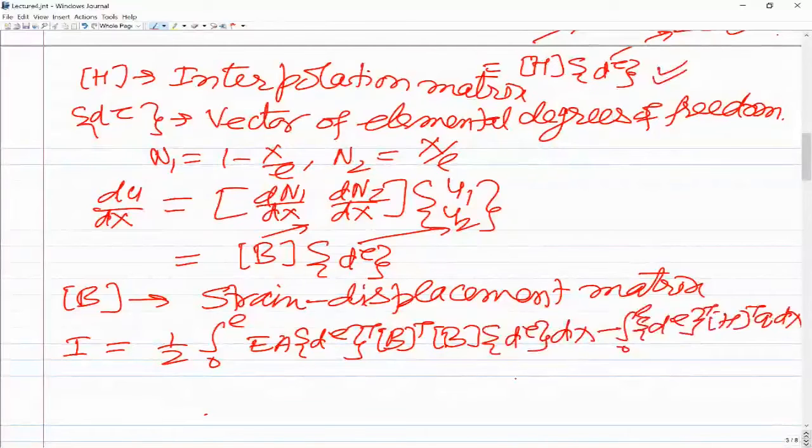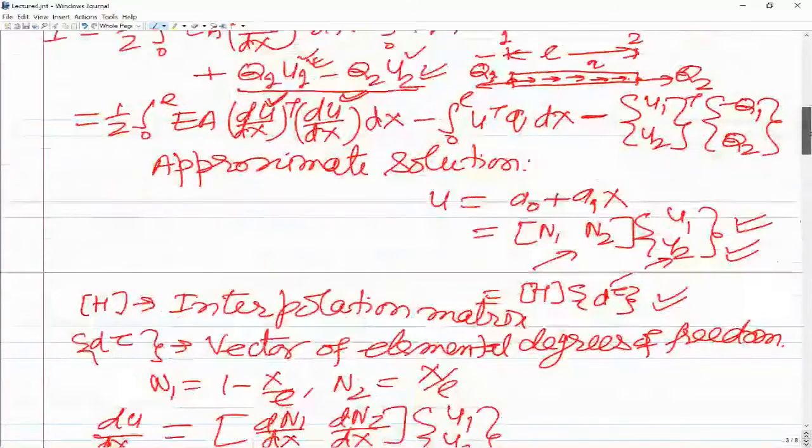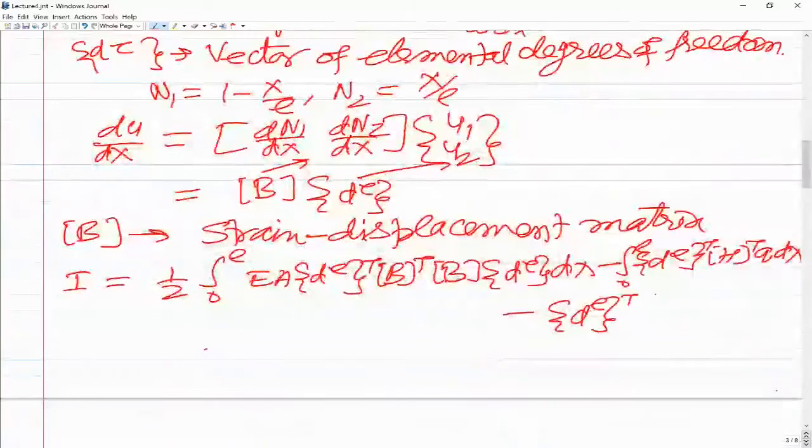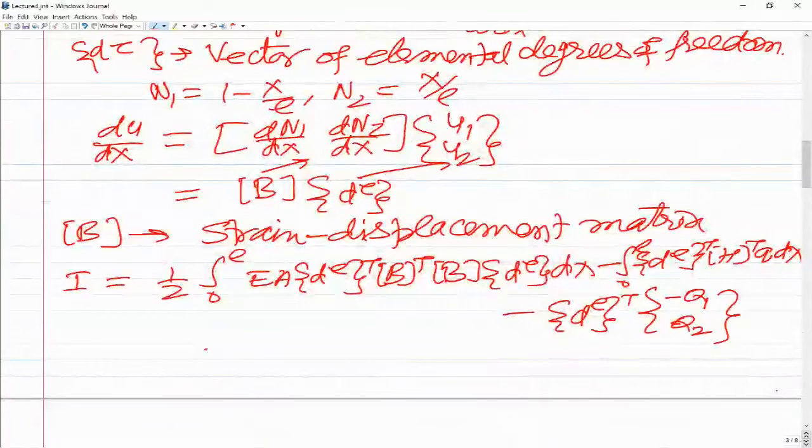And then of course we have this other term due to the forces at the ends. We have this u1 u2 transpose into minus Q1 Q2. So I can write that as minus D transpose into minus Q1 Q2. So this is your integral functional, after substituting the approximation of u and du by dx.